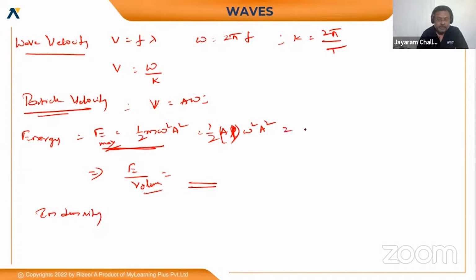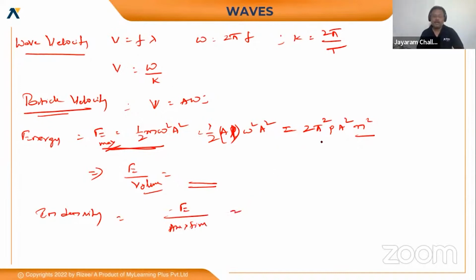Here, even if we write omega square as 2 pi f and solve, we will get the same thing. The answer will be 2 pi square rho a square. Okay, that is 2 pi square rho a square into n square. Where, what is the intensity formula? Intensity is equal to energy by area into time. How much energy did we get here? This is it: 2 pi square rho a square m square.